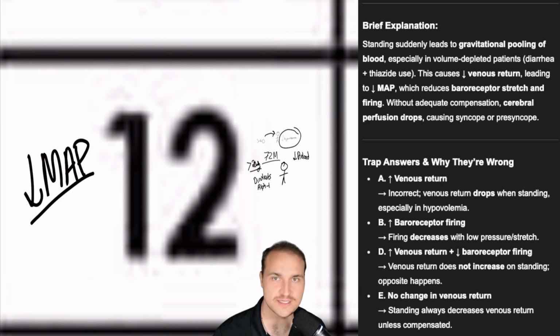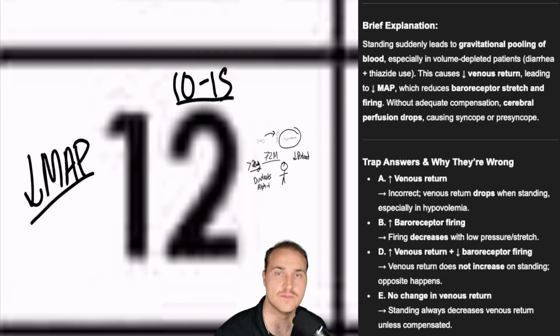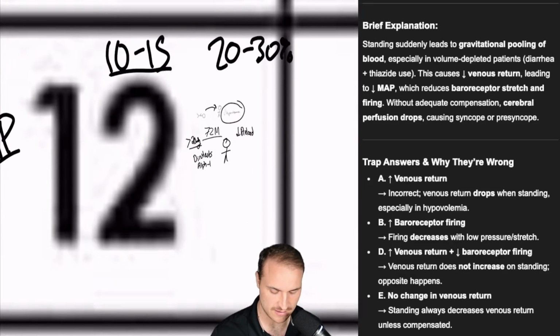And the brain is just super sensitive to the drops in perfusion. For instance, even a 10 to 15 millimeter mercury drop in MAP can reduce the cerebral blood flow by about 20 to 30%. And that's enough to cause syncope in vulnerable patients. That's why they're typically going to be elderly, like the 72-year-old male.